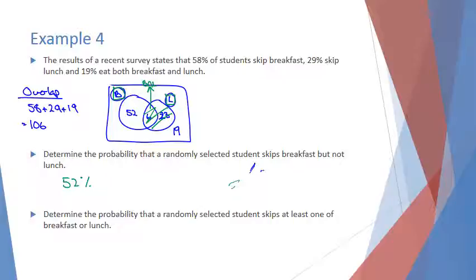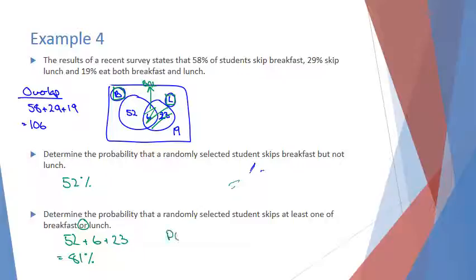Then determine the probability that a randomly selected student skips at least one of breakfast or lunch. Okay, so they're using or. This is where we can add our probabilities and subtract the overlap. Or, if you remember when we're dealing with these Venns, we can simply add those three regions. So I can add 52 plus 6 plus 23, and that works out to 81%. There's an 81% chance that a student would skip at least one of those.